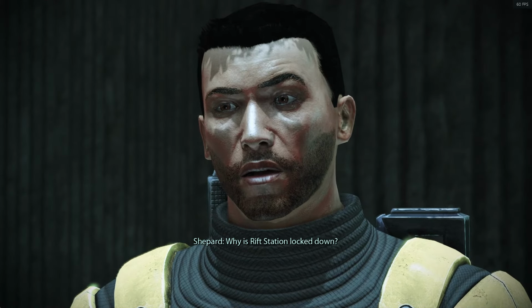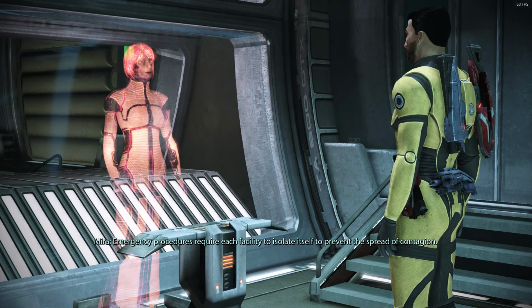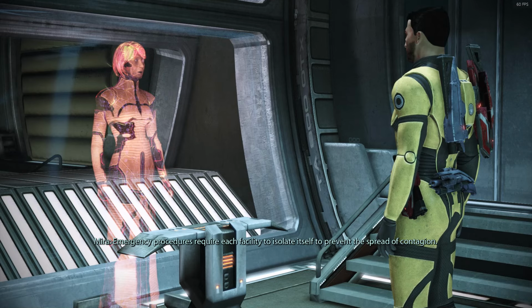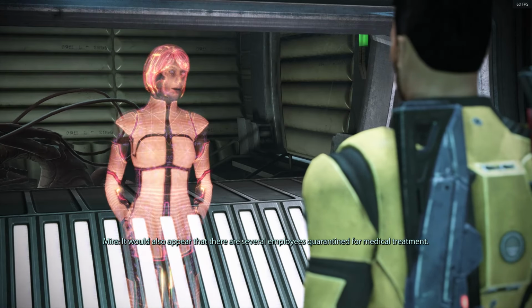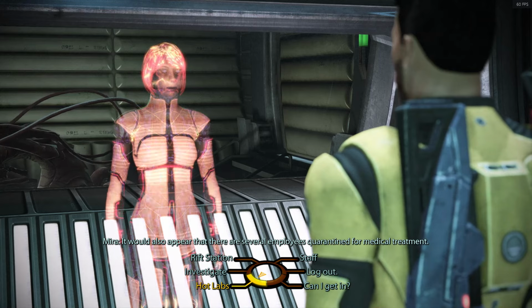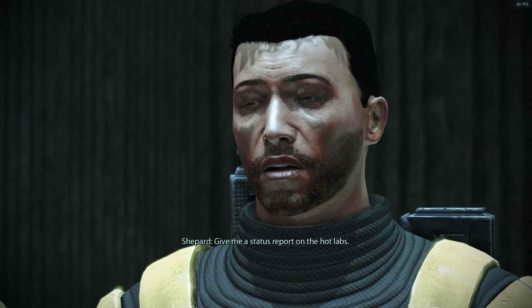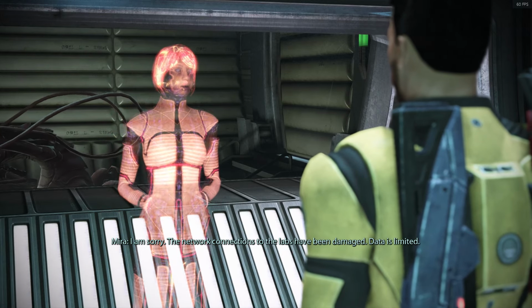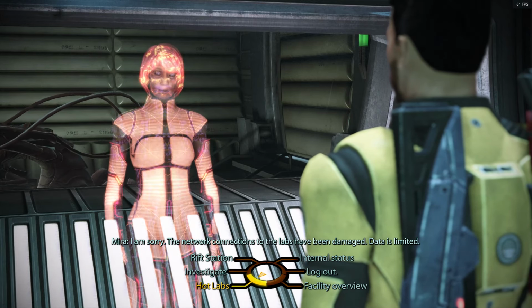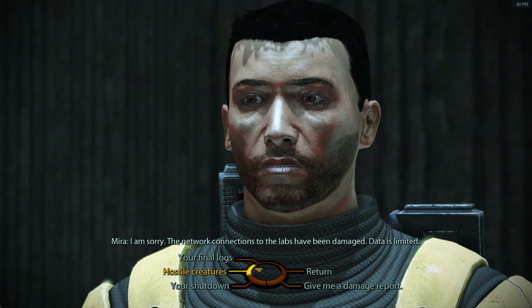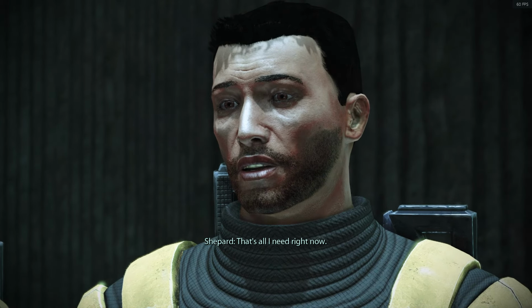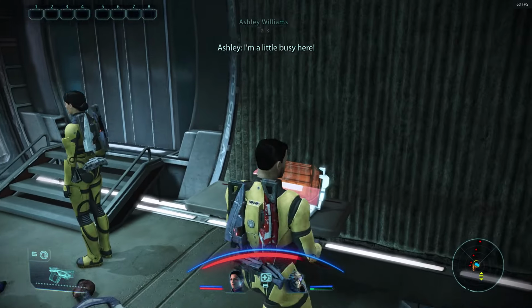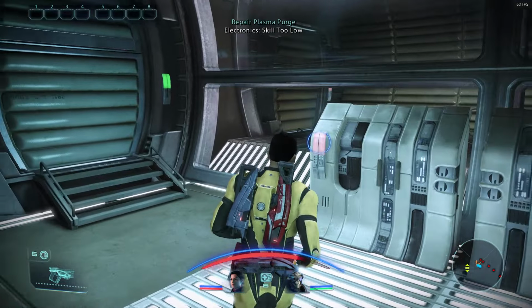Why is Rift Station locked down? Emergency procedures require each facility to isolate itself to prevent the spread of contagion. It would also appear that there are several employees quarantined for medical treatment. Give me a status report on the hot labs. I am sorry. The network connections to the labs have been damaged. Data is limited. That's all I need right now. Very well, Commander. Logging you out. I'm a little busy here.